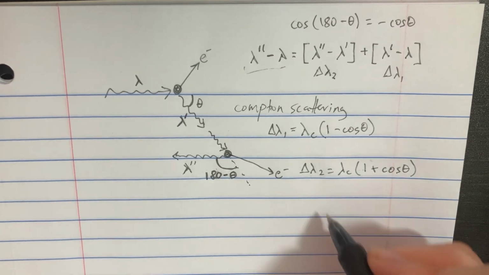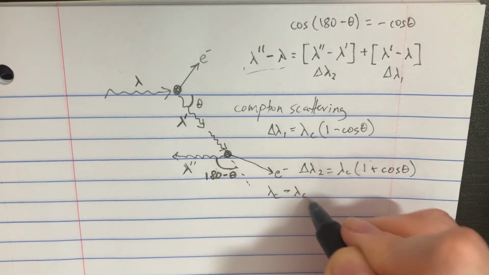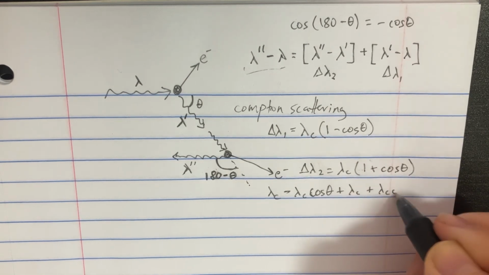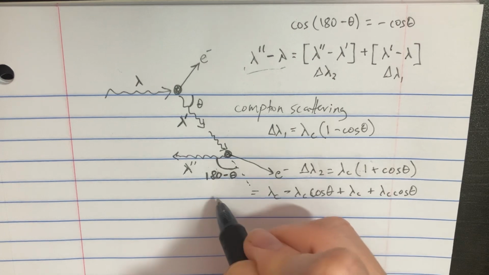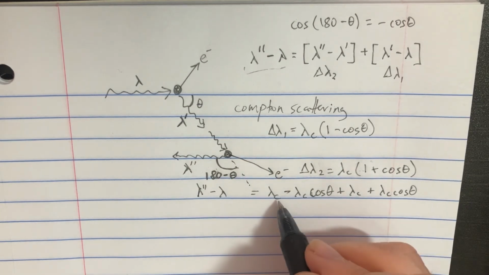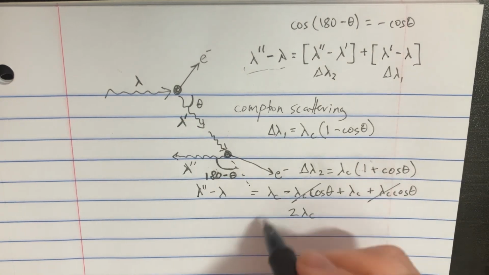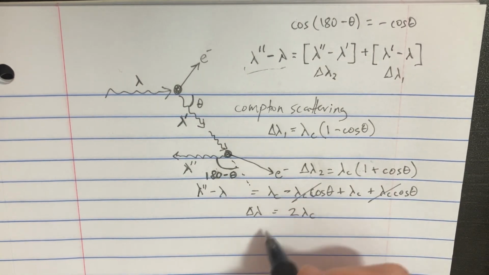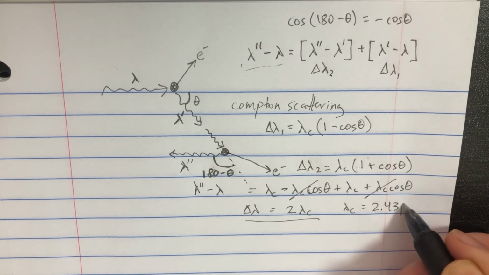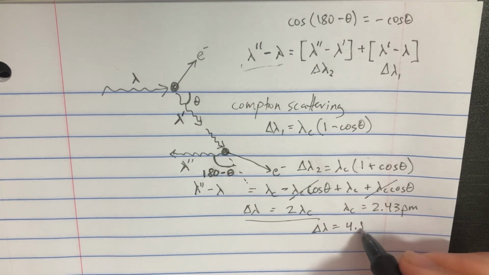And now we just add these two equations together, so we'll get lambda c minus lambda c cosine of theta plus lambda c plus lambda c cosine of theta, just expanding that out, is going to be equal to this whole double shift situation that we're trying to solve for. And so naturally these cosine components will cancel, and we'll be left with 2 lambda c is going to be equal to that whole shift. Now lambda c is just equal to 2.43 picometers, so this delta lambda is just going to be equal to 4.86 picometers.